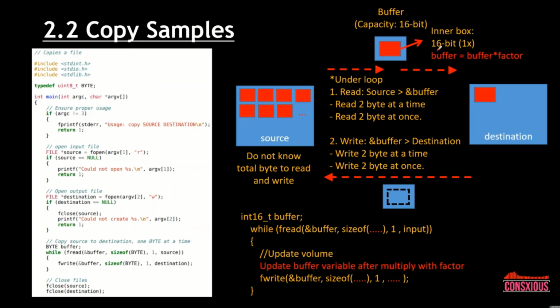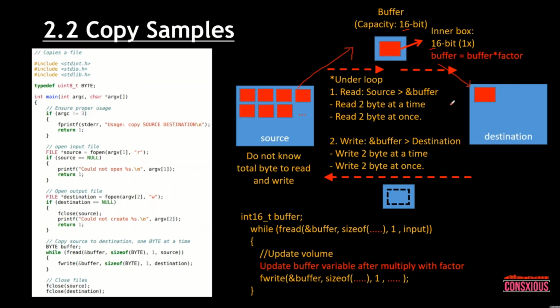So for our case here it is quite similar. Basically, we just change from 8 to 16 bits, and 1 to 2. Same as before, we don't know the total bytes to read and write. So first, we're also going to create a loop here, to read from the source and transfer here.